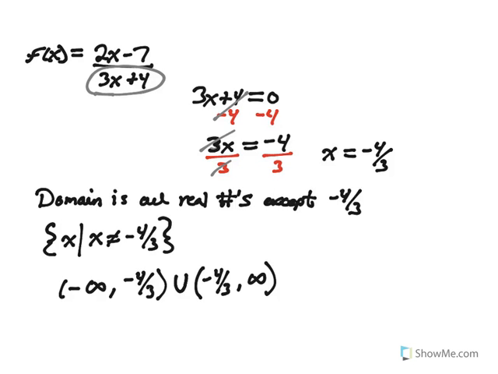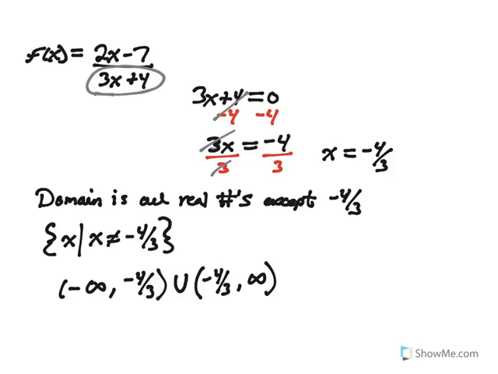Okay, so what I did here was I solved a rational function where we take 3x plus 4 and we set it equal to 0, and then we solve that for x and we get negative 4/3. And solving that simple equation gives you the domain that cannot be used.